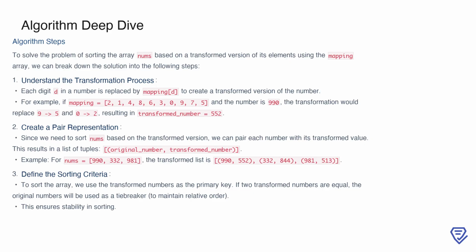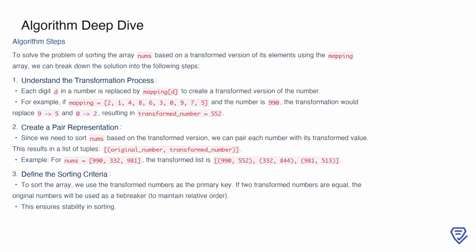Once we understand this process, the next step involves creating pairs of the original number and its transformed counterpart. This can be represented as a list of tuples, such as (original_number, transformed_number). For example, with nums equals 990, 332, 981, the transformed list would be (990, 552), (332, 844), (981, 513).